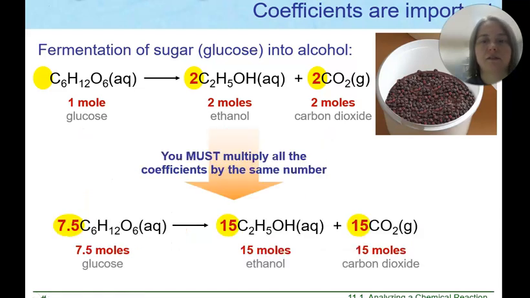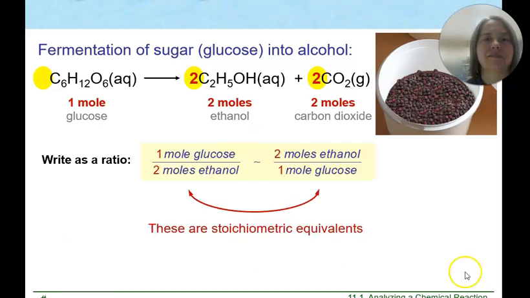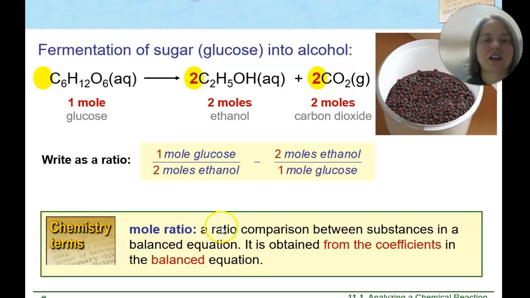And I could keep going. So you have to multiply by the same number because the ratio of the coefficients has to stay the same. So these coefficients, the ratio of the coefficients, are stoichiometrically equivalent. Like 1 mole of glucose will make 2 moles of ethanol. And so those mole ratios are going to be really important in some calculations we're going to do. So let's take a look at mole ratios, a ratio comparison between 2 substances in a balanced equation. It's obtained from the coefficients in a balanced chemical equation.